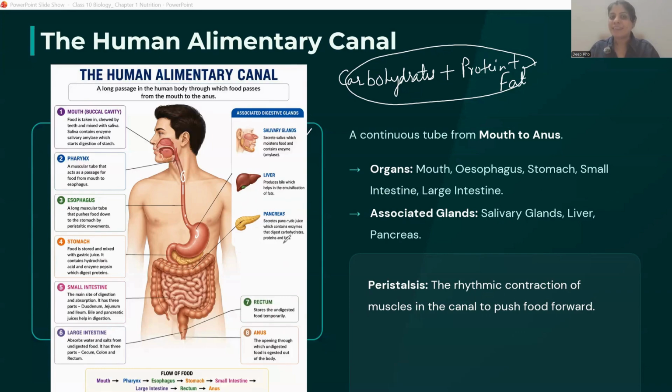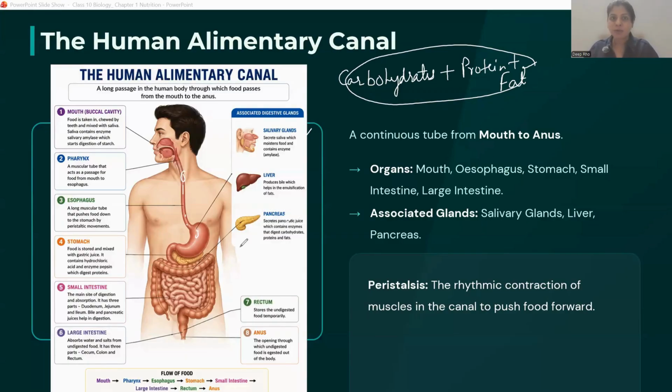Now pancreatic juice contains some enzymes. Which enzymes does pancreatic juice contain? Amylase, trypsin, and lipase. Amylase will work on the starch, and trypsin on protein. Trypsin and pepsin both work on digestion of protein, and lipase on the lipids.